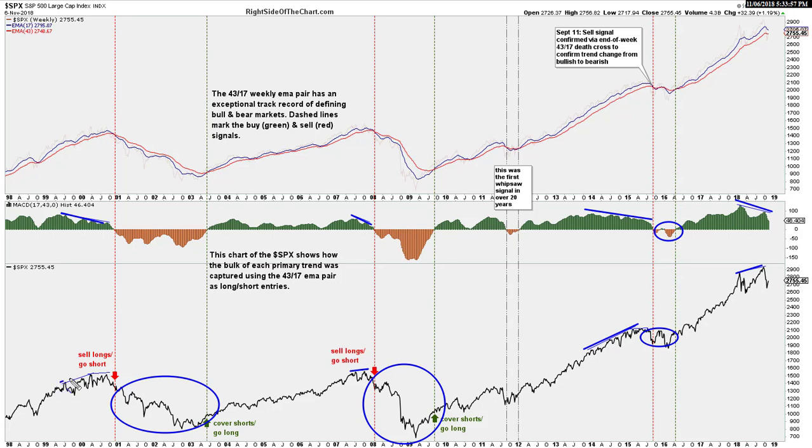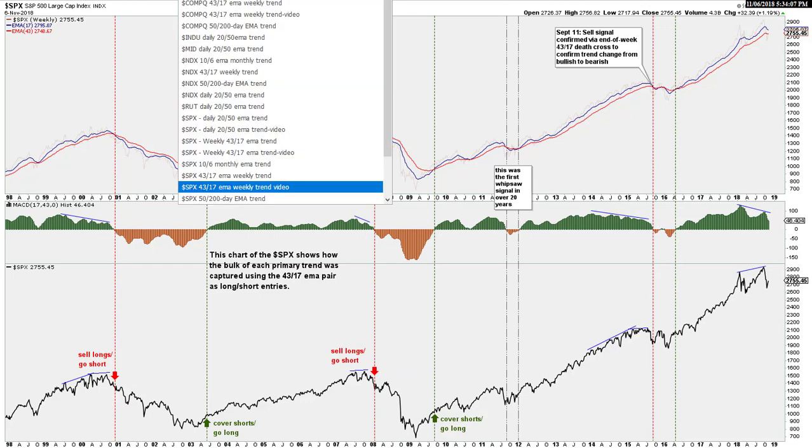It took a while for the divergences to play out. Sometimes they take months, sometimes they can even diverge for years. But more often than not, they do play out. So again, weekly chart, and now we go down to our dailies.